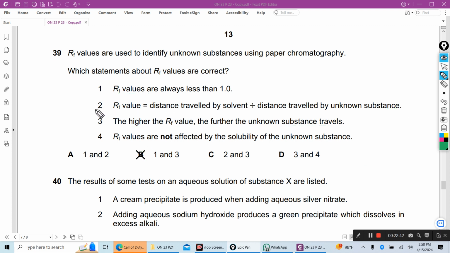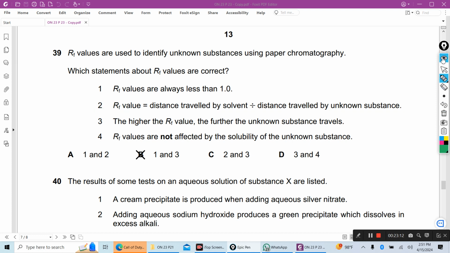And why is 2 wrong? 2 says the RF value is the distance traveled by the solvent. No, it is the distance traveled by the unknown substance divided by the distance traveled by the solvent. This is wrong. And 4 is wrong. Why? It says RF values are not affected by the solubility of the unknown substance. No, the RF value is affected by the solubility of the unknown substance.